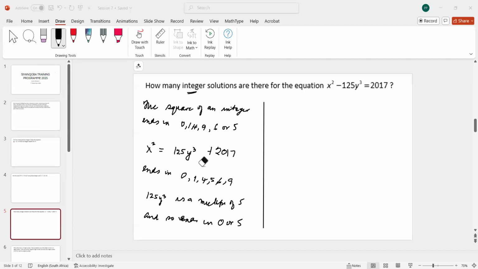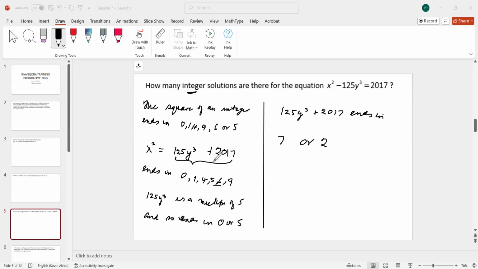You don't have to remember all those horrible numbers. So now I can see immediately what the right-hand side ends in. So you've got 125y cubed plus 2017. If this ends in 0, then this thing ends in 0 plus 7. Or if this ends in 5, then you've got something which ends in 5 and you're adding that to this, or 2. All right, so this thing here ends in 7 or 2, and this thing here never ends in 7 or 2, you see? It can only end in those numbers.